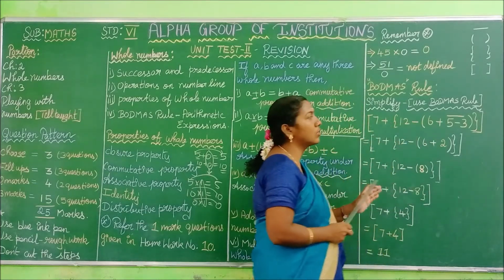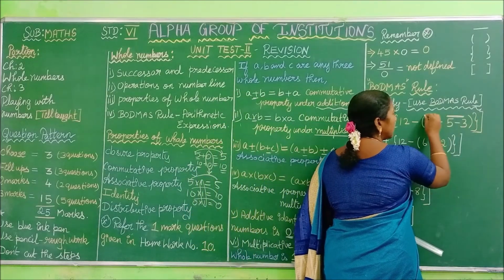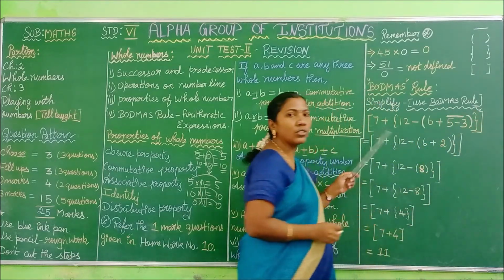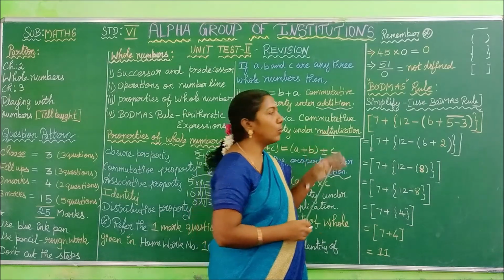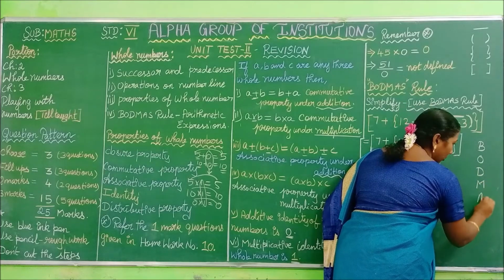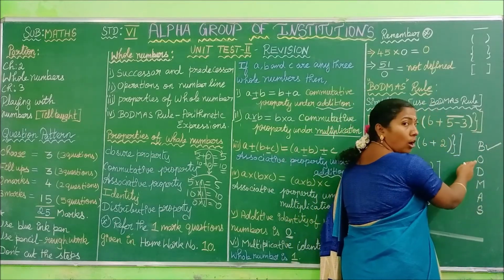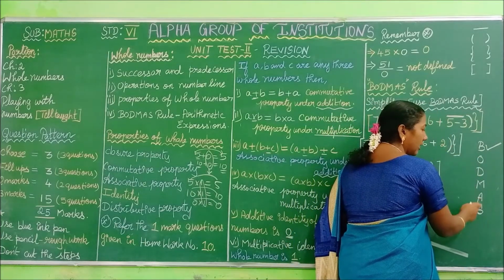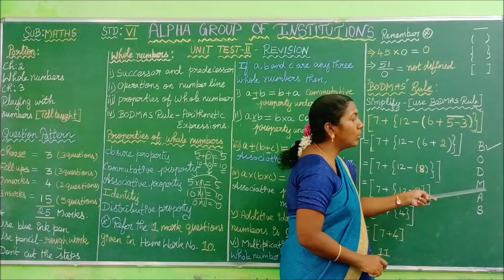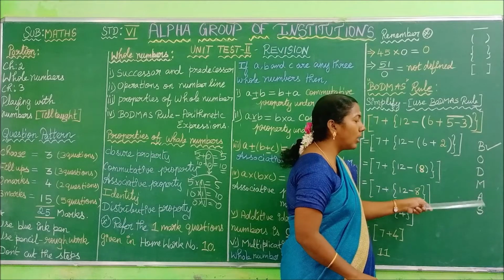See here, children, in this question we have four types of brackets. What are the brackets? Vinculum, simple brackets, curly brackets and square brackets. According to the BODMAS rule, to solve this expression, first you have to evaluate brackets, then of, then division, then multiplication, then addition and then subtraction. But in this question there is no of, no division, no multiplication. So first we are going to evaluate the brackets and then we come to addition and then subtraction.